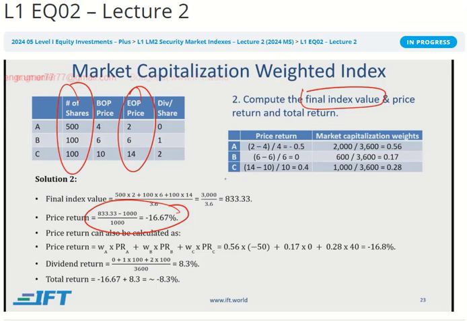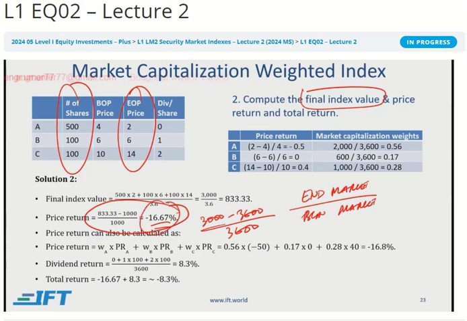Now, if you wanted to skip the whole divisor discussion, you could have directly calculated this as well. All you have to do is take the ending market cap and divide it by the beginning market cap. So that is also something you can do, which is ending market cap is 3000, beginning market cap is 3600, right? And you can calculate that in terms of the price return, that if ending value is 3000, divided by beginning value of 3600, you get the same price return. So that is also another simpler way of doing it if you just want to avoid that whole divisor calculation.